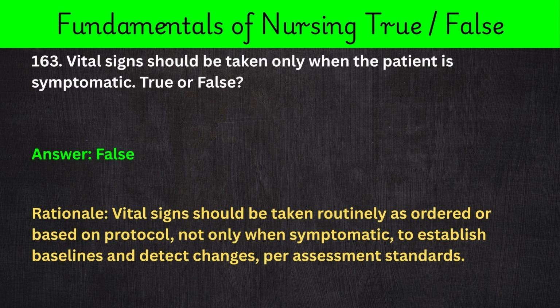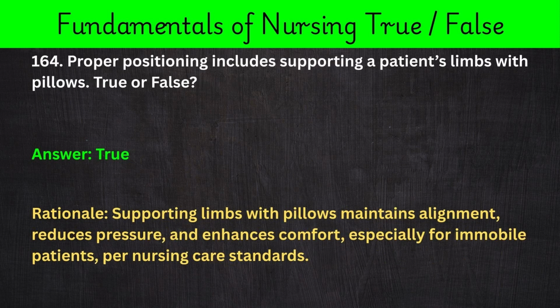163. Vital signs should be taken only when the patient is symptomatic. True or false? Answer: false. Rationale: vital signs should be taken routinely as ordered or based on protocol, not only when symptomatic, to establish baselines and detect changes, per assessment standards.